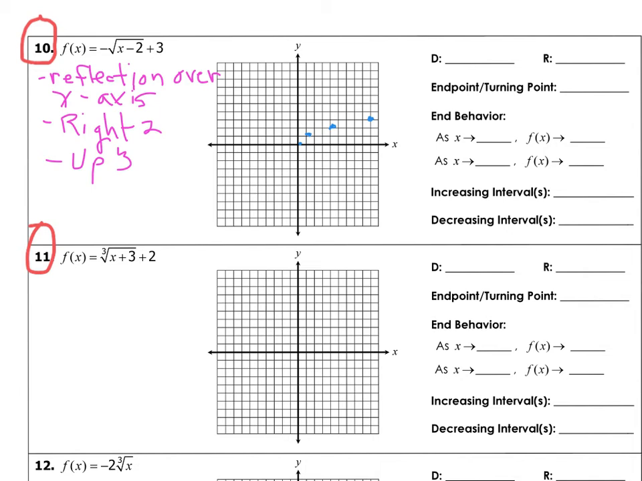So I am going to start with, I think I'll do red. So let's do red. So if I move every point right 2 and up 3, there's my first point right there. And then there's my second point.